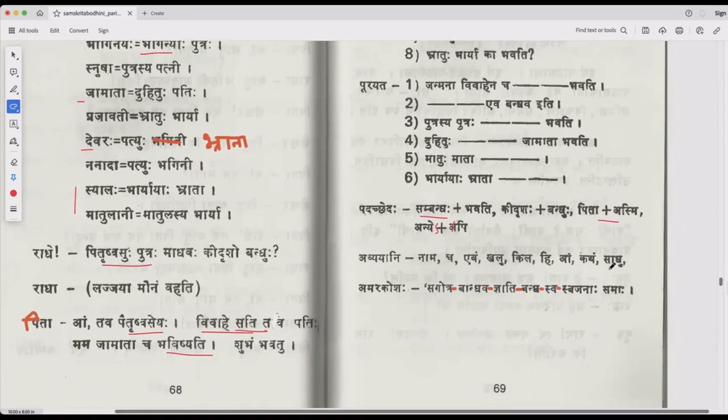Random question here, on the last sentence on page 68. Aam tava paitrushyasvaseyaha. Is it the vibhakti of pitrushvasu or is it one form of pitrushvasu putraha? It is one word for this whole thing. It just represents one word. Just like how we saw nanada is equal to patyuhu bhagini, in the same way pitrushvasuhu putraha is equal to paitrushvaseyaha. Yeah, it's the name of that relationship. Name of that relation. Relative.